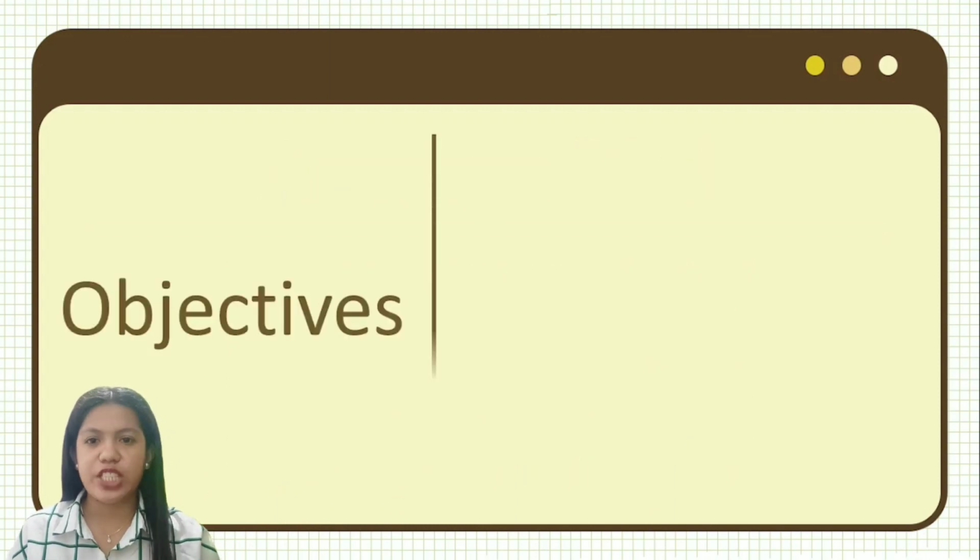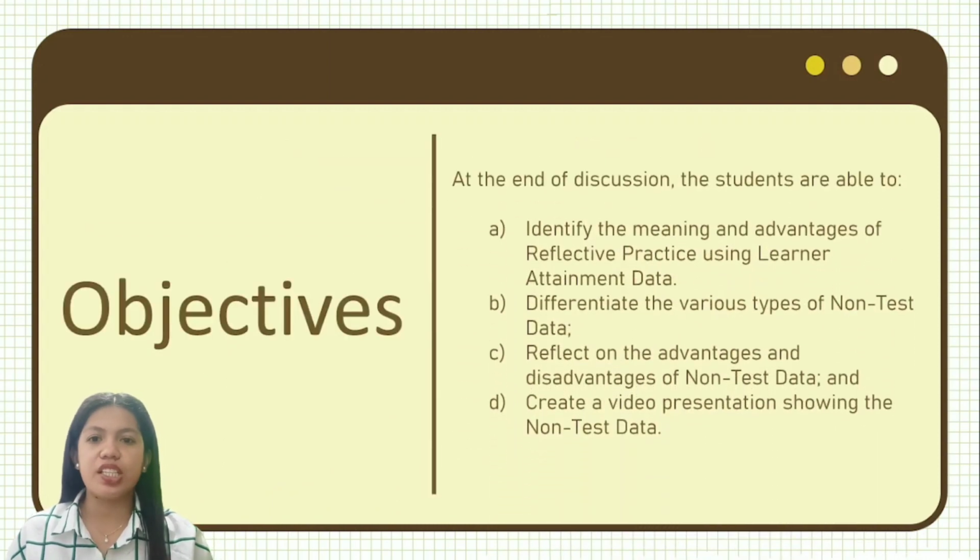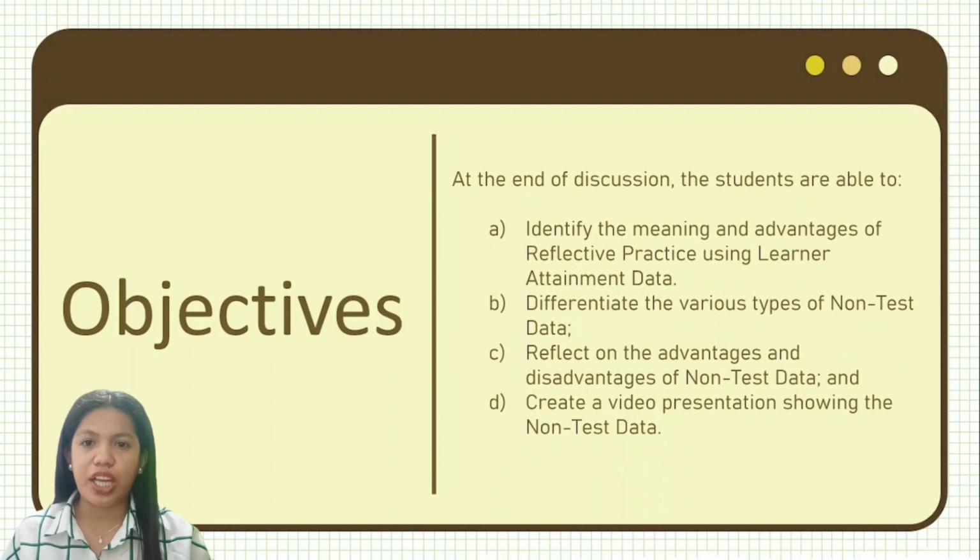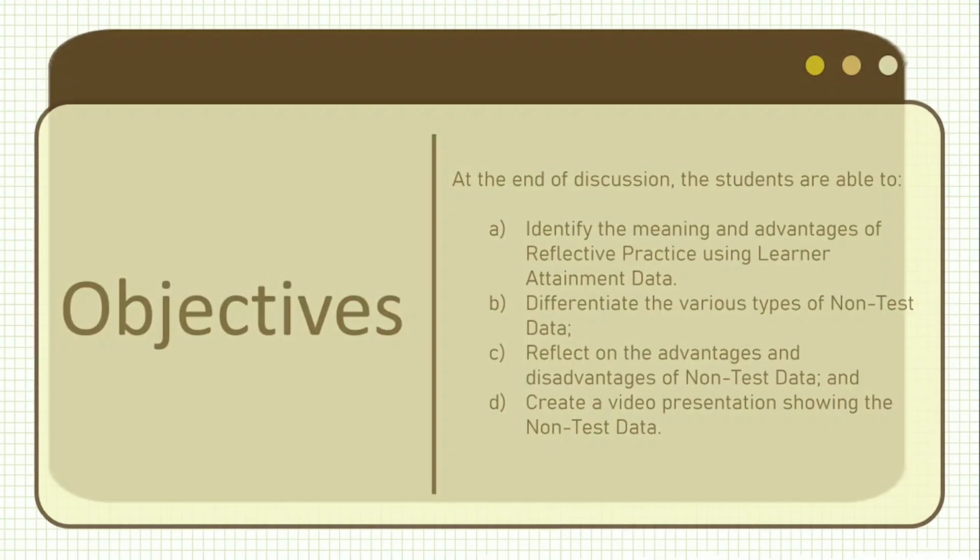So here are our objectives. At the end of the discussion, the students are able to, first, identify the meaning and advantage of reflective practice using learning attainment data. Second, differentiate the various types of non-test data, reflect on the advantages and disadvantages of non-test data, and create a video presentation showing the non-test data.